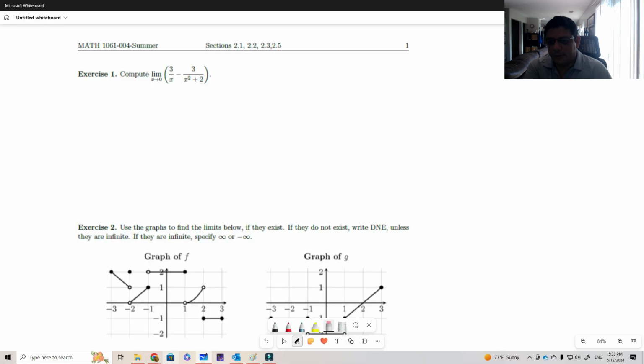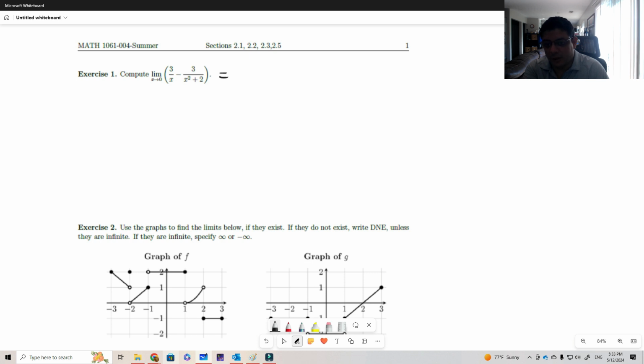Hello everyone, in this video we're going to see the solutions to Worksheet 1 in sections 2.1, 2.2, 2.3, and 2.5. So the first exercise is an exercise in limit, and is one of those limits where we might not get a numerical value. So if you notice here, we have limit when x goes to 0 of 3 over x minus 3 over x squared plus 2.